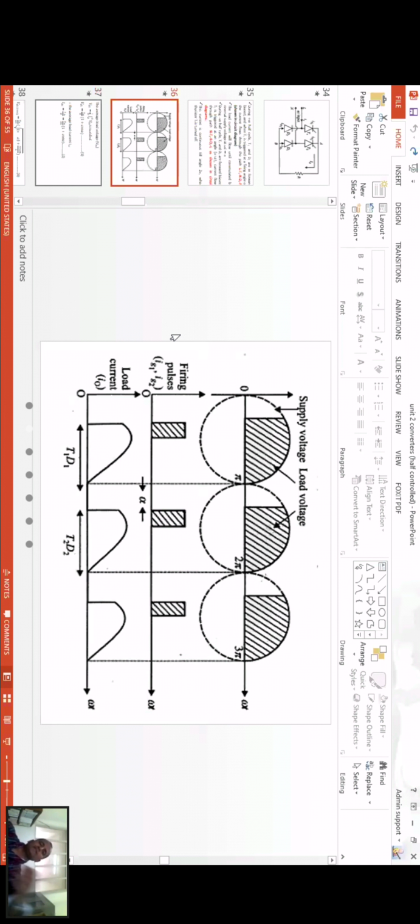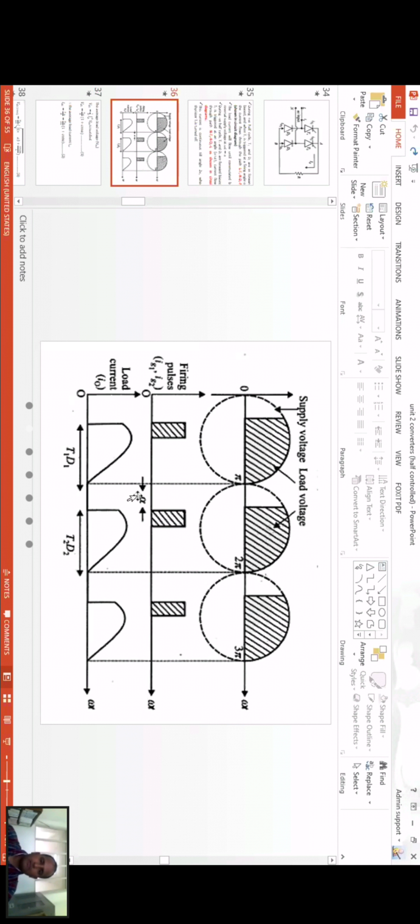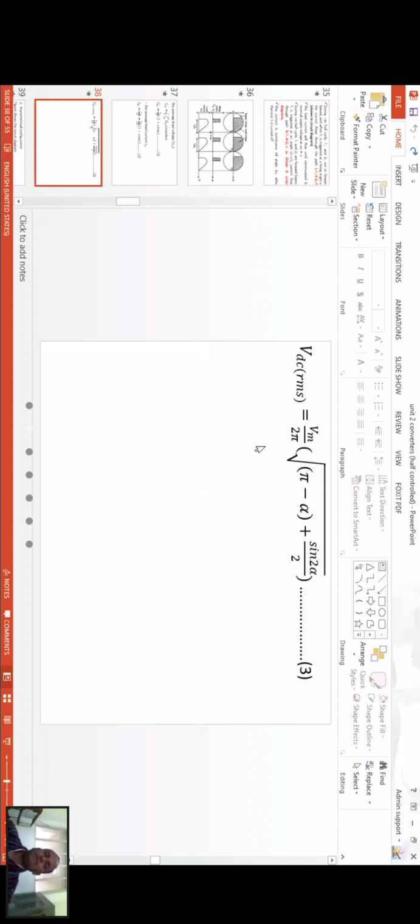If you want to find the output DC voltage, it is 1 by pi, and your integration should be from alpha to pi of Vm sin omega t d omega t. You'll get VDC equals Vm by pi times (1 plus cos alpha). Then the average load current IDC will be VDC by R for the resistive load, so you'll get Vm by pi R times (1 plus cos alpha). The RMS voltage will be Vm by 2 pi times the root of (pi minus alpha plus sin 2 alpha by 2), to find the RMS output voltage.